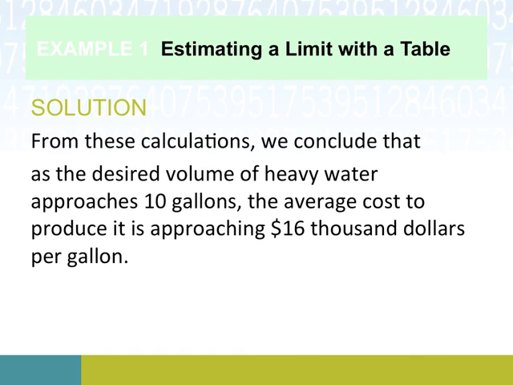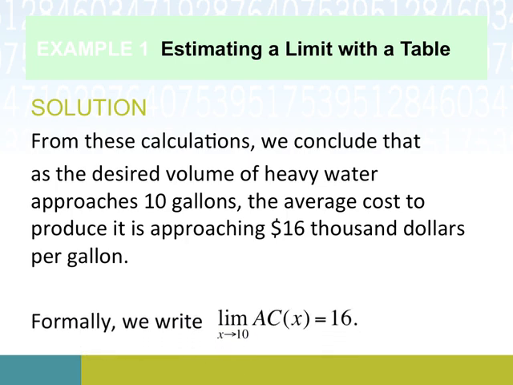So that's what this statement is essentially saying. Looking at this table, it appears that average cost for inputs close to 10 seems to be getting closer and closer to 16. And then just remembering our units here, our average cost would look like total cost, dollars, divided by our production, gallons. So average cost is approaching $16,000 per gallon.